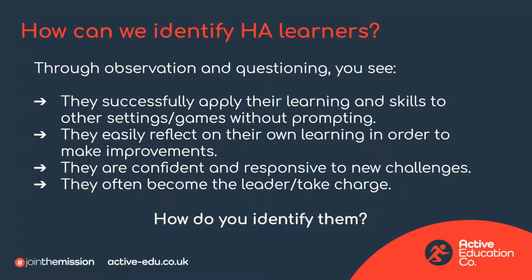Consider how you currently identify them in your setting. So is it just through observation? Do you ask the children if they take part in extracurricular activities outside of school? They might be part of a local club. Do you send out a survey to parents to find out what the children enjoy out of school? Have a think about what you currently do to identify your higher ability learners.